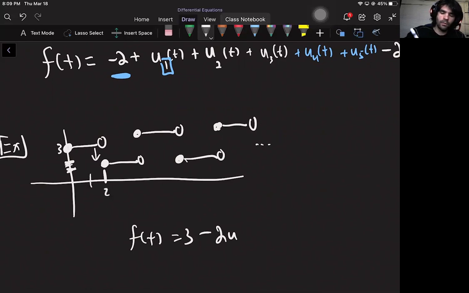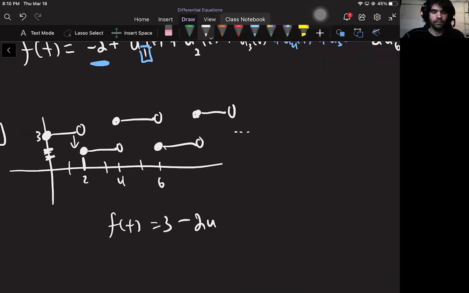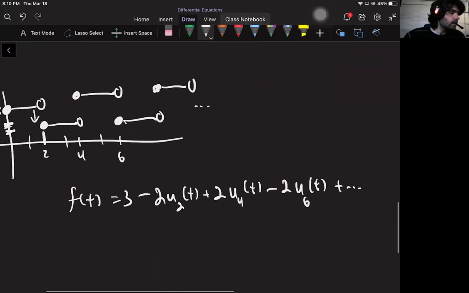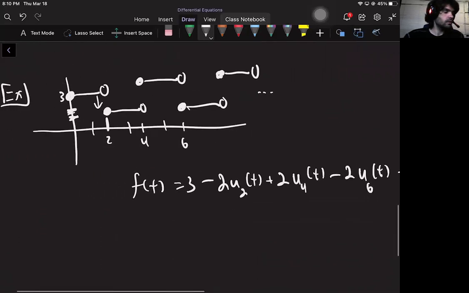So let's pretend this is 2, 4, 6, and so on. So I'm subtracting 2 to get me to jump down to 1, and that's happening at time 2. So that's going to be a 2 there. And then when I get to time 4, I want to jump back up by 2. So I got to add 2 of those switches. But then when I get to time 6, I want to jump back down. So I got to subtract 2 more, and so on like that. Okay, so this is the idea behind step functions and interesting ways in which they're used.